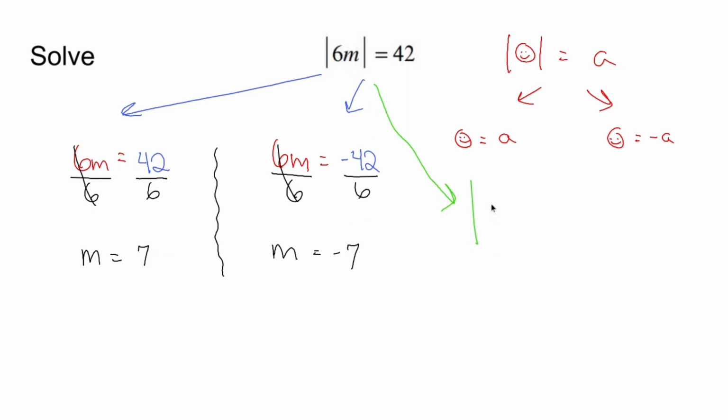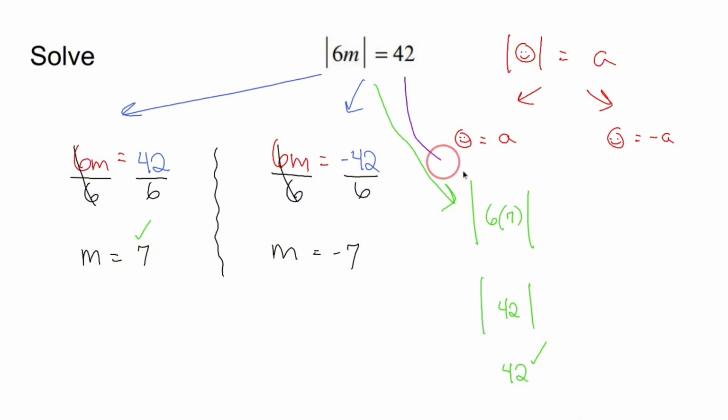So you think in your head, all right, 6 times 7, that's the same as 6 times 7, the absolute value of 42. And the absolute value of 42 is 42, and we're supposed to get 42. So check your work, check your work. And then we do it again with the other guy.